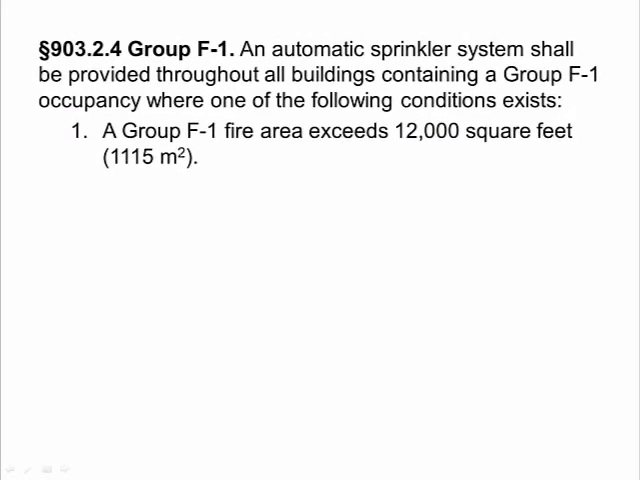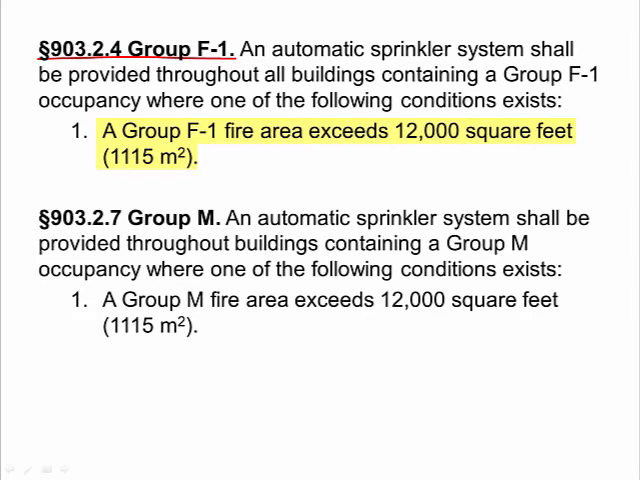In our example, we have a Group F1 occupancy. We go to section 903.2.4 with regard to sprinklers to determine when sprinklers are required. It indicates that when the fire area exceeds 12,000 square feet, a fire sprinkler system is required in the Group F1. We also have Group M, and section 903.2.7 indicates that a fire sprinkler system is required when the fire area exceeds 12,000 square feet.